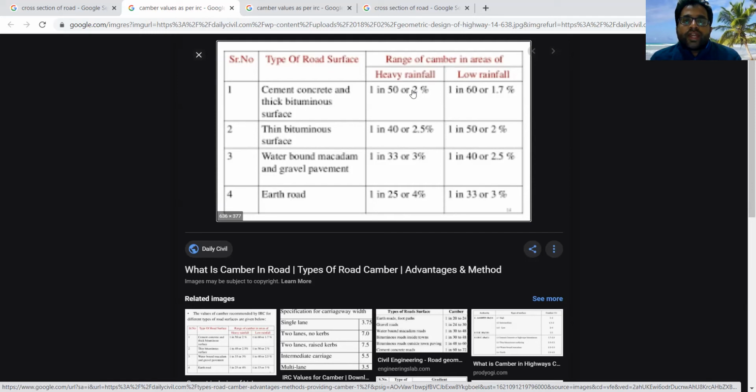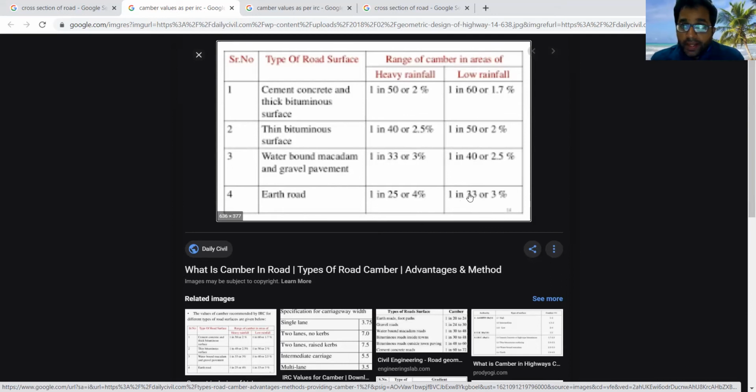The first type of road surface is cement concrete and thick bituminous surface. If the rainfall is heavy, it is 1 in 50; for low rainfall, it is 1 in 60. For thin bituminous surface, it is 1 in 40 or 2.5% for heavy rainfall and 1 in 50 or 2% for low rainfall. Then another type of road surface is water bound macadam and gravel pavement. For heavy rainfall, it is 1 in 33, and for low rainfall, it is 1 in 40. And finally, for earthen road, the road made up of soil, for heavy rainfall it is 1 in 25, and for low rainfall it is 1 in 33.